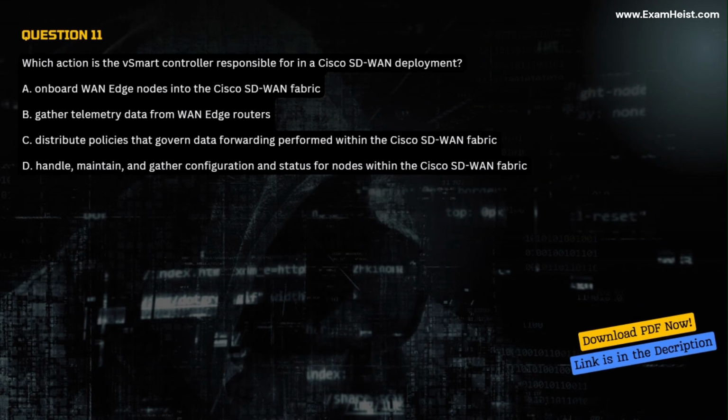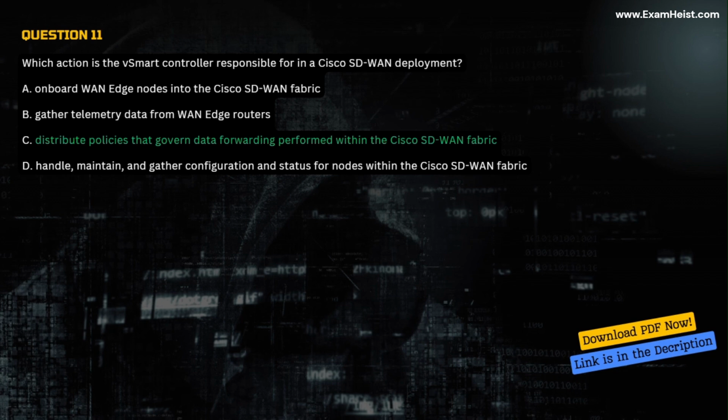Question 11. Which action is the vSmart controller responsible for in a Cisco SD-WAN deployment? A. Onboard WAN edge nodes into the Cisco SD-WAN fabric. B. Gather telemetry data from WAN edge routers. C. Distribute policies that govern data forwarding performed within the Cisco SD-WAN fabric. D. Handle, maintain, and gather configuration and status for nodes within the Cisco SD-WAN fabric.